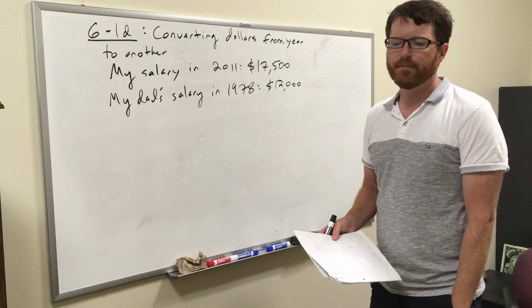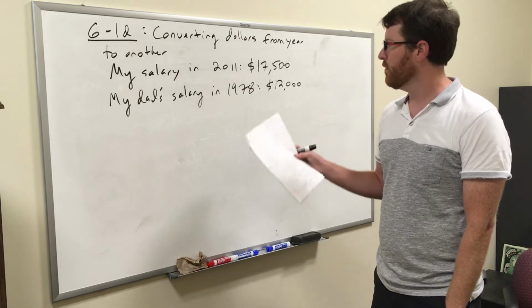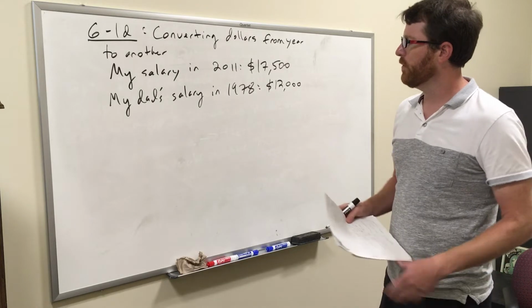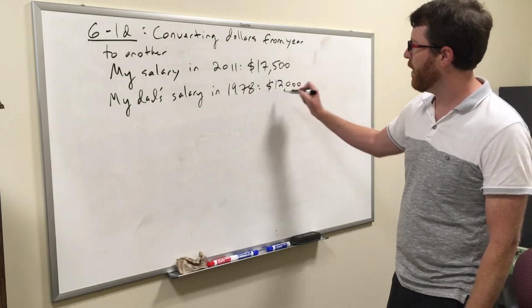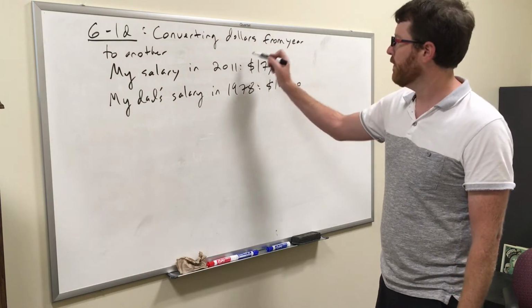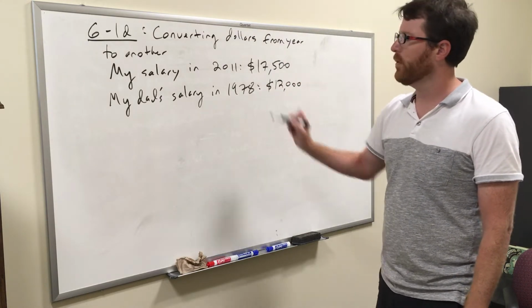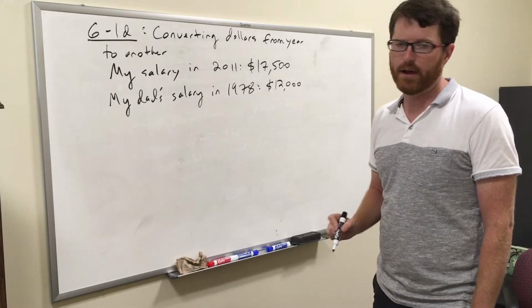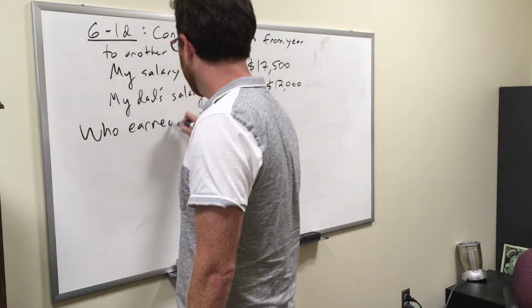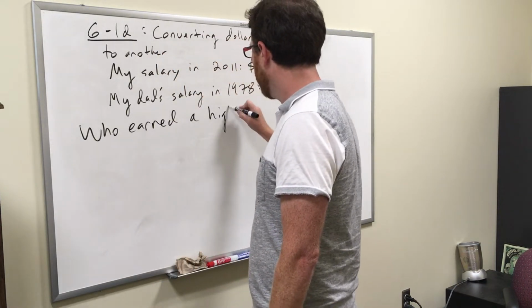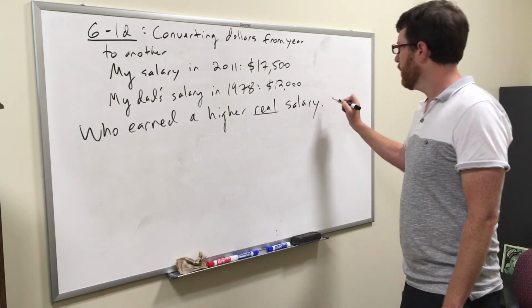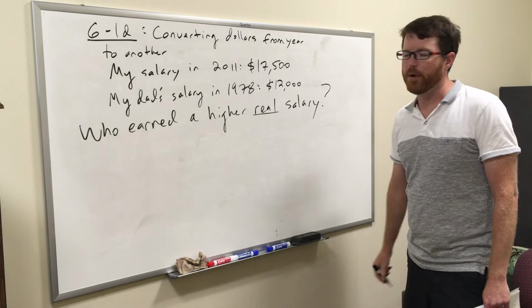So we can use CPI to directly compare these values and figure out what these would be worth. In other words, we can take this $12,000 and say, what would that be worth in 2011? Or we could take this amount in 2011 and say, what would that be worth in 1978? Okay? And by doing that, we could answer the question, who earned a higher real salary?